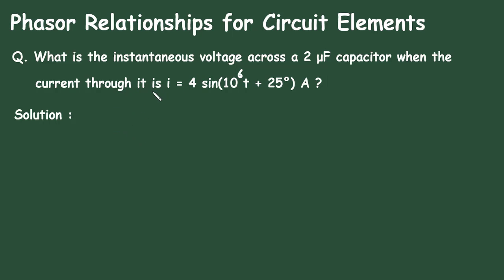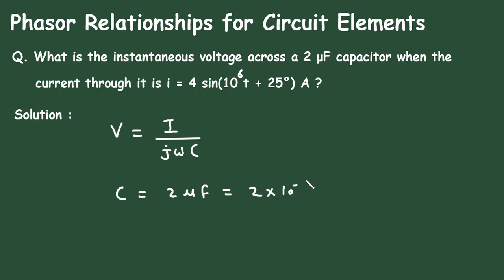The formula to find the voltage across a capacitor is given by V = I divided by j omega C. Now here, what is given? The value of capacitance is given, C = 2 microfarad, so it is 2 × 10^-6 farad. Then the value of current is given: i(t) = 4 sin(10^6 t + 25 degrees) ampere.